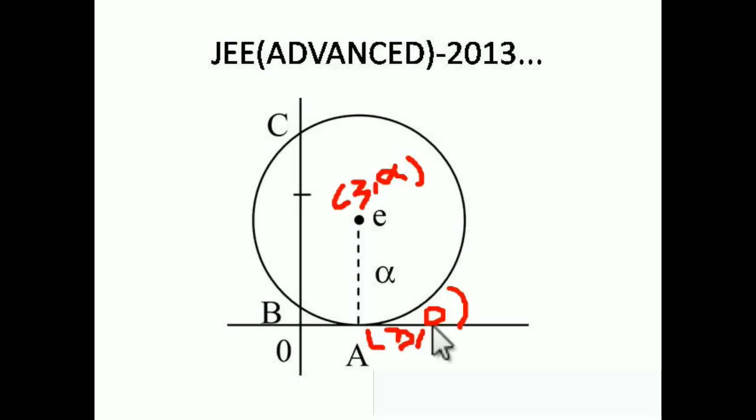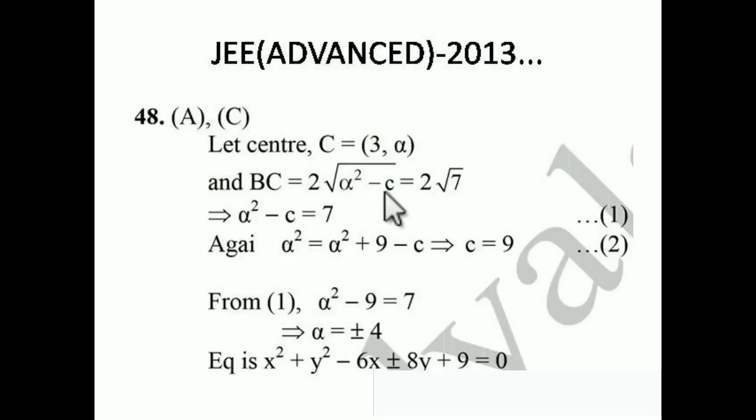Now we have to just apply a simple theorem. First of all, they tell us that the y-intercept is 2 root 7. So we have to apply that formula. The center of the circle is 3 comma alpha, and the y-intercept is 2 square root of f square minus c, but the center is minus g, minus f, so f becomes minus alpha. So minus alpha whole square, that is alpha square minus c. Now taking square on both sides, 2 gets cancelled out here, so alpha square minus c is equal to 7. Make that equation number 1.